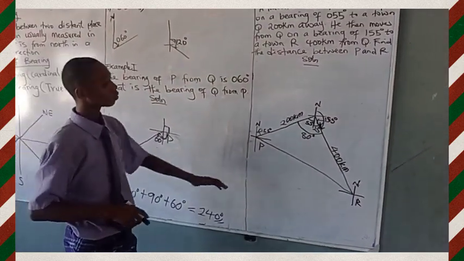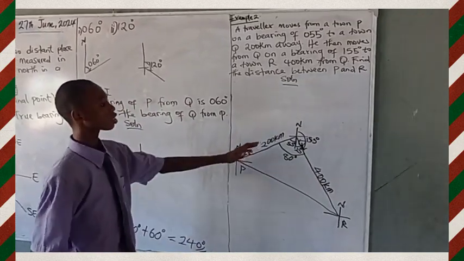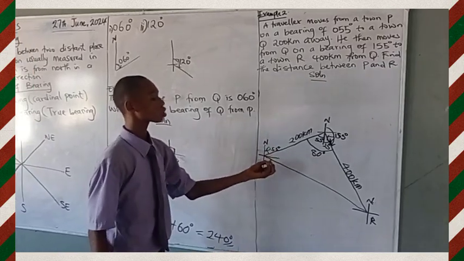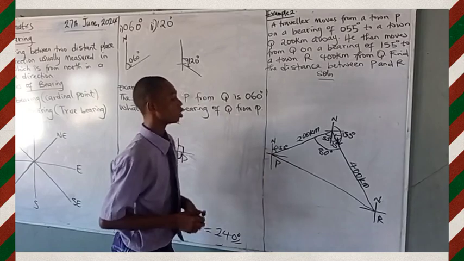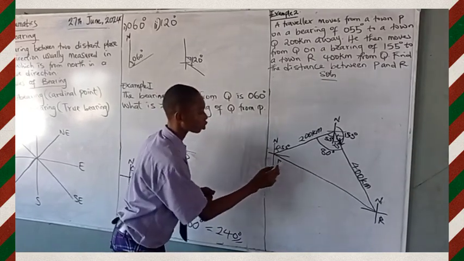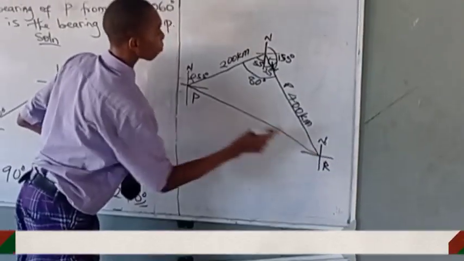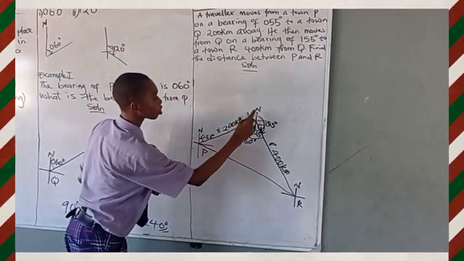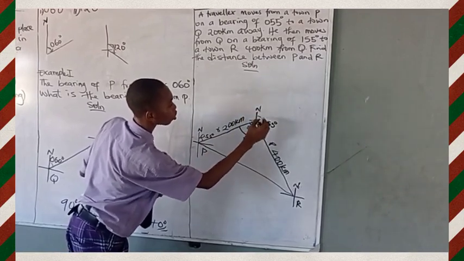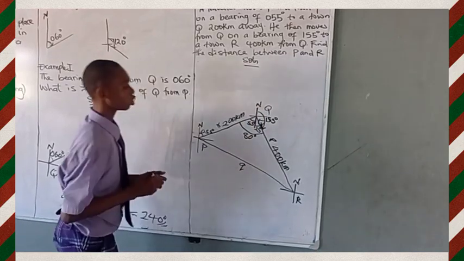Now we have gotten this as a triangle on its own. Looking at this triangle, we can use our cosine rule to solve for PR. Let's call this point, which is opposite to P, our small letter p. This point opposite to R, we call it small r. And this point opposite to Q, we call it our small q.